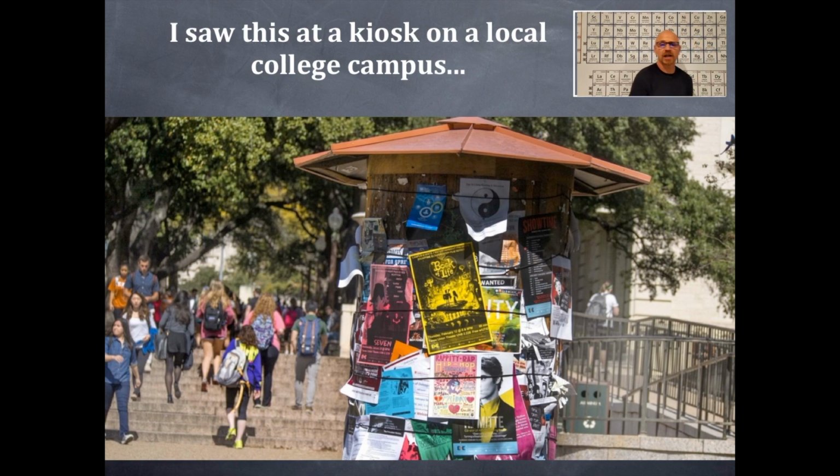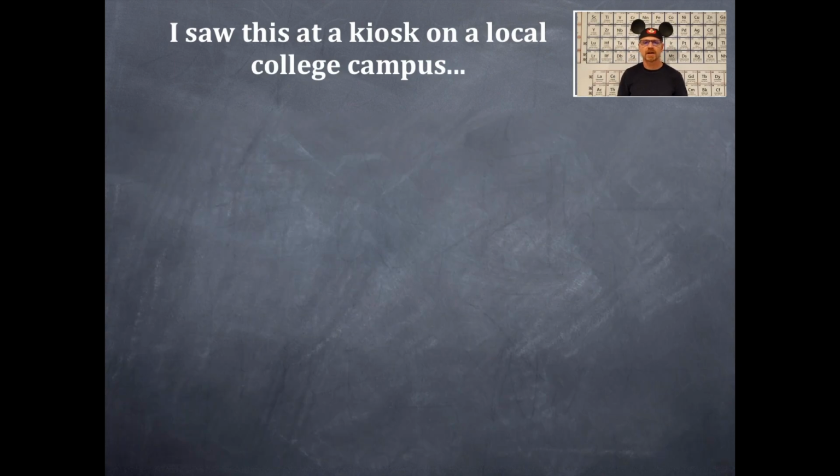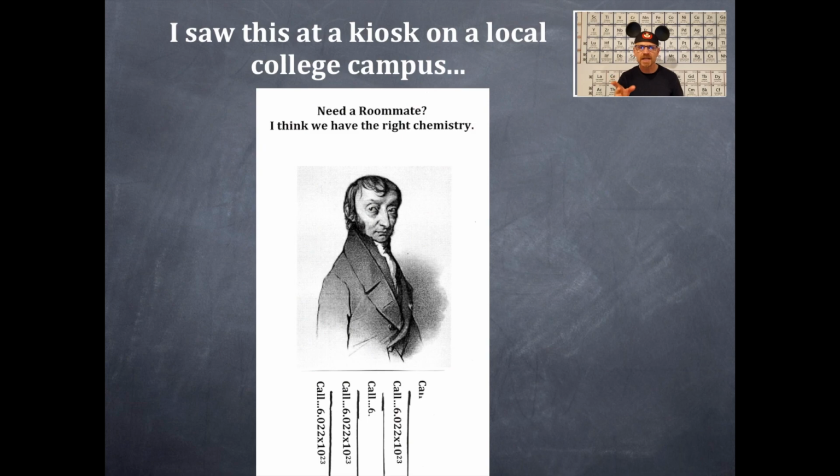So I was at a college campus, my local college campus over here, and I saw this on a kiosk. Check this out. Do you need a roommate? I think we have the right chemistry. So you're going to call 6.022 times 10 to the 23rd. That's Avogadro's number. And you should see that Mr. Avogadro already has two numbers taken off. So I hope you really hurry, because I'm a chemist. And we are teaching chemistry right here.